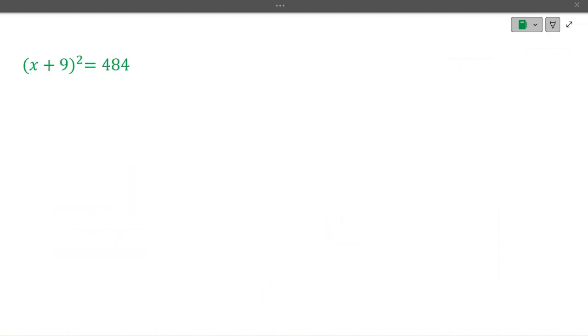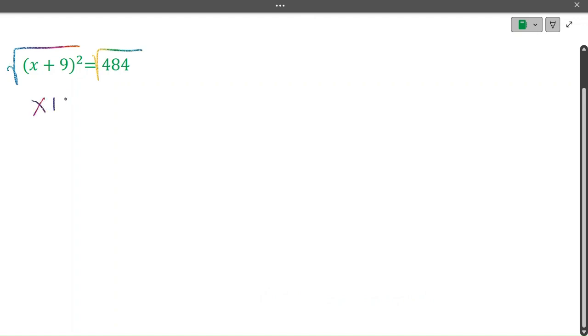All right, same idea as the last problem. We're going to start by taking the square root of both sides because we will need to get x plus 9 outside of those parentheses, pardon me. So I'm square rooting both sides. When I do that, I get x plus 9 on this side. Since I'm the one that did the square rooting, I need to add a plus or minus here. And the square root of 484 is 22.